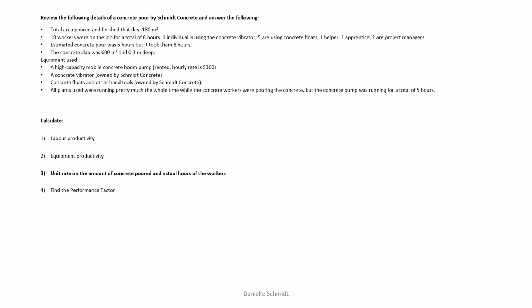Next, we're going to look at the unit rate on the amount of concrete poured and the actual hours of the workers. And on this topic, this particular type of question is something that you can work through fairly quickly if you've got your notes in order. If you know what information you're looking for and what equations you are going to be using, you can really save some time during the exam.